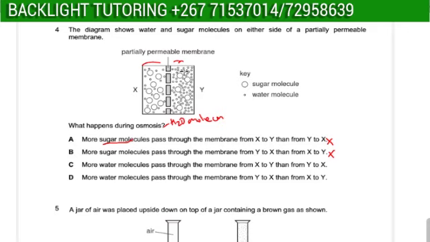Because the more water molecules are on this side, they are going to the side where they are low concentrated. So more water molecules pass from Y to X, right? Then from X to Y, right? So D is the most appropriate answer.